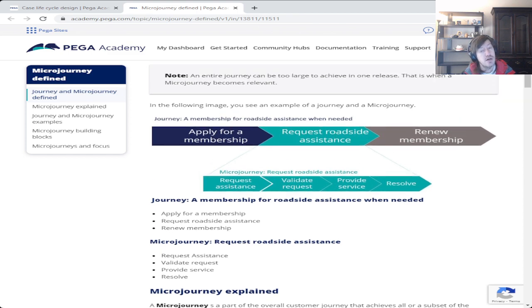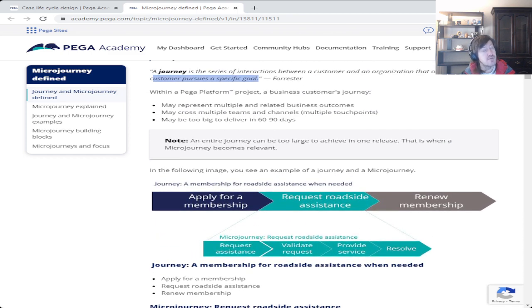That might be what you would love, but you as a business might love to see that customer renew their membership year after year after year, right? That's a specific goal for you, the business, but that might not necessarily be the main goal for the customer. You know what I'm saying? The customer's main goal is just to get roadside assistance, and that's it. That's all that they want.